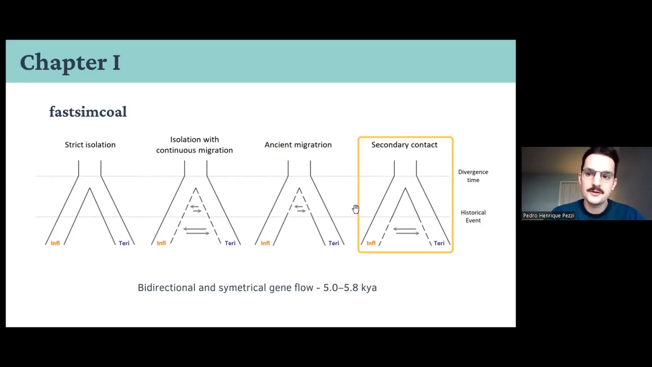So just to summarize what we saw in this chapter, these species are indeed two different species. They have different genetic components and different niche preferences, even though they overlap in this transitional zone. But we can also see signs of hybridization and gene flow between these species.